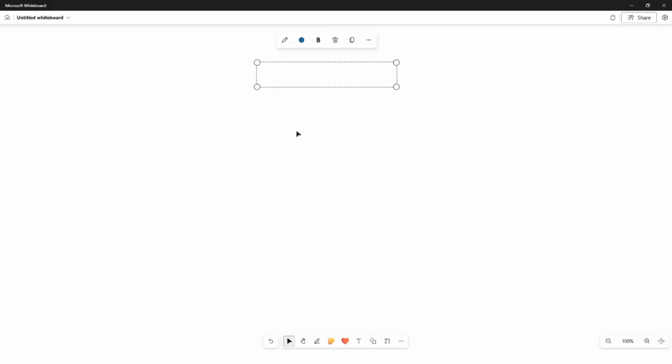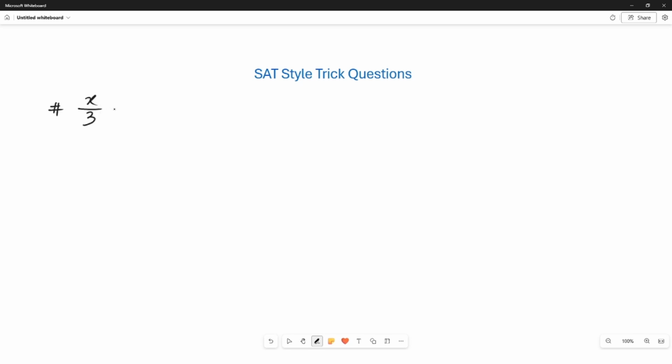Now let's solve some ACT style trick questions. These questions test your understanding, not difficulty. Our first question is from fractions. The question is x over 3 plus 2 equals 7. To reduce mistakes, we remove fractions early. Here, the denominator is 3. So we can multiply the entire equation by 3.